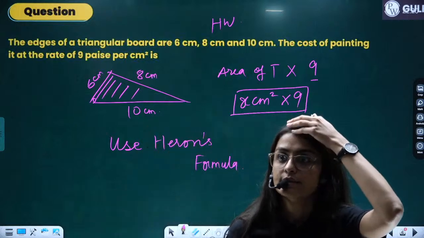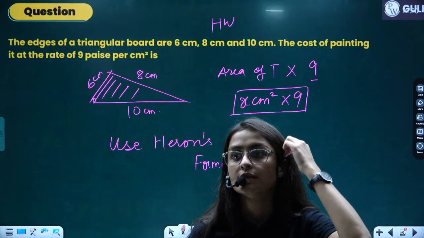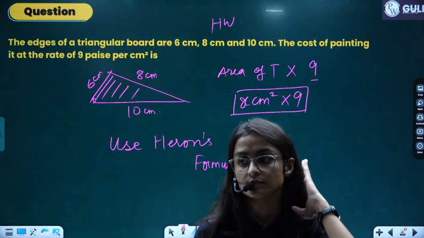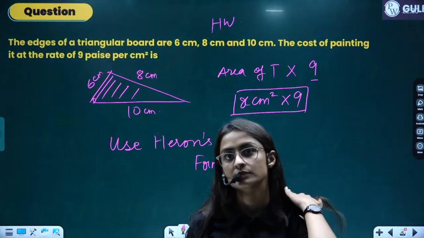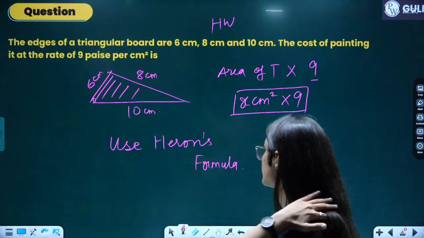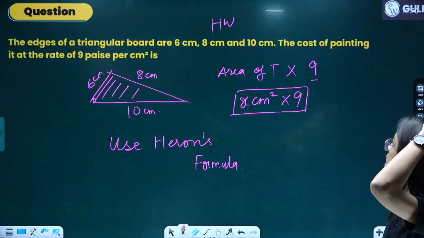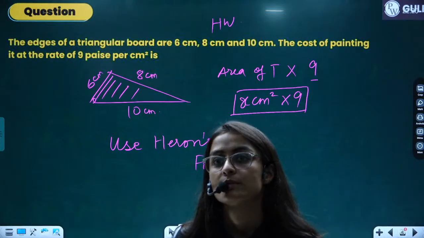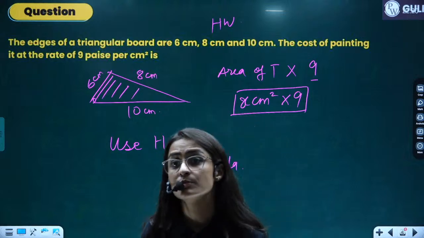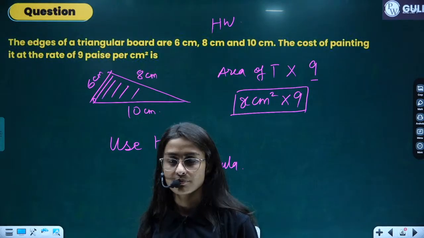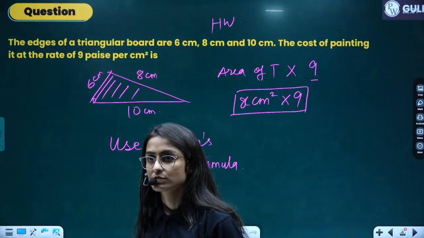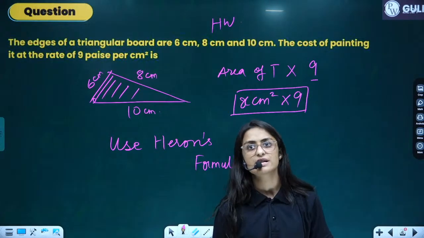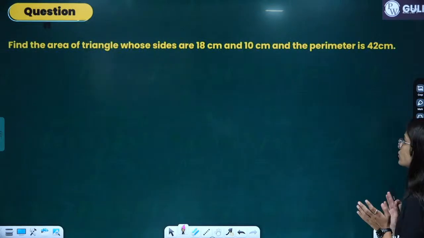Done. You have got area is 24. By which method are you going? Yes, Girish, what's the method you are using? Oh, you are getting... by Heron's only you have to go. 24 centimeter square. Chalo, I'm moving forward. This one is easy. I'm expecting you all to do by your own.